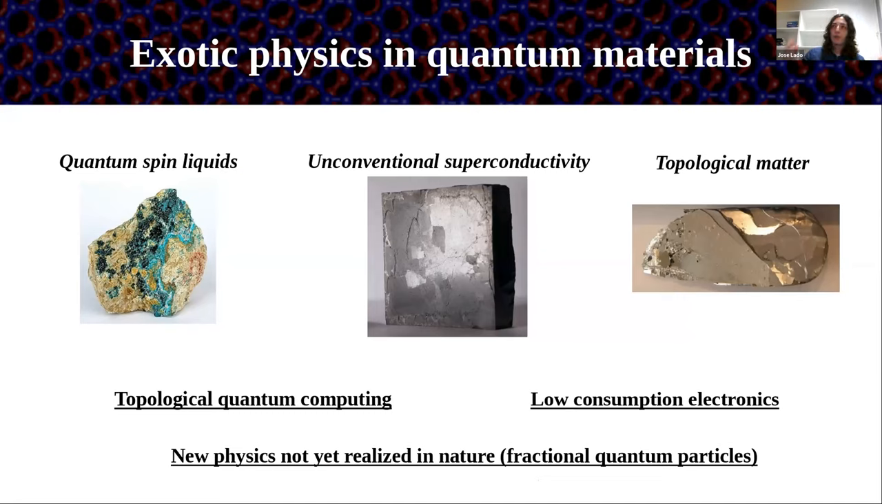Of course, we've been looking for different complex compounds that show exotic physics that we usually don't see in conventional ones. You can think about all the quantum spin liquid compounds that we are looking for, or unconventional superconductors, or the various forms of topological matter. And of course, we have many three-dimensional bulk compounds that show this phenomenology.